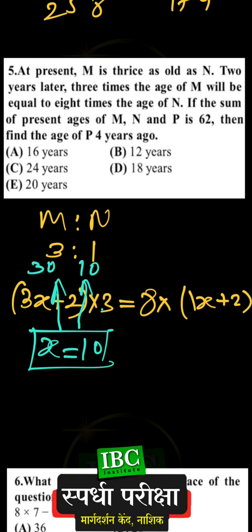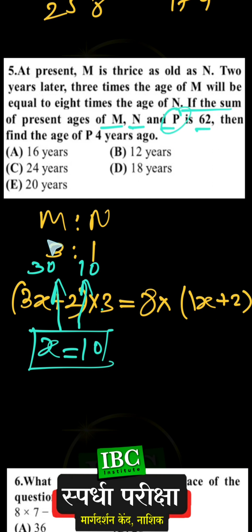So we have the ages of M and N at present. So the values are 30 and 10. After that, the question actually asks for the present ages of M, N and P, whose sum is 62. So P is the new character here.